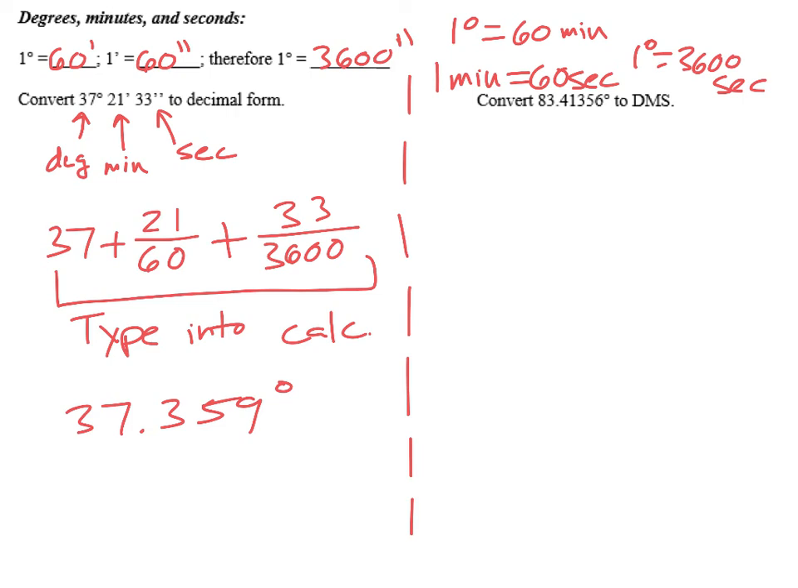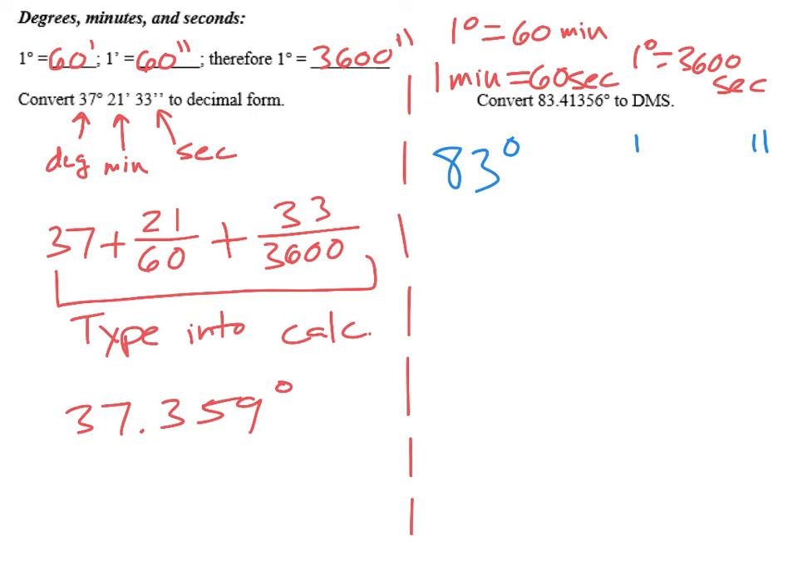83.41356, okay? Now, first of all, for the degrees, I've already got it, right? It tells me 83, okay? I need to fill in how many minutes, how many seconds, okay? So again, when we're saying minutes and seconds here, we're not talking about a measurement of time. It's like a much smaller measurement of an angle, right? Which you have the conversions up top.